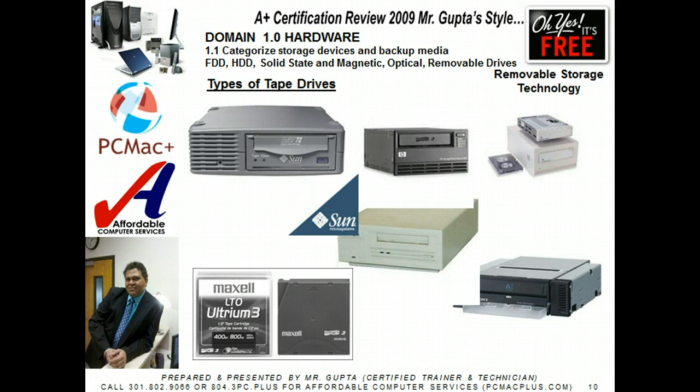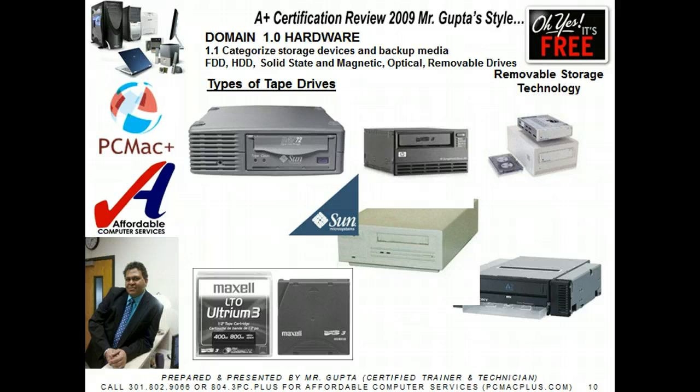Here's a list of more common types of tape cartridges. We have DDS1, DDS2, 3, and 4 that are popular sizes. DDS4 holds up to 20 gigabytes native or 40 gigabytes compressed data. DAT72, also called DDS5, holds up to 36 gigabytes native or 72 gigabytes compressed data.